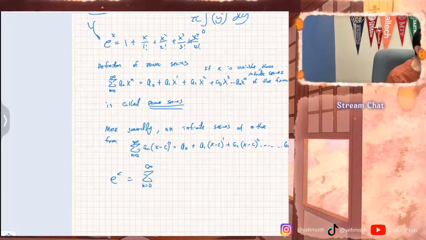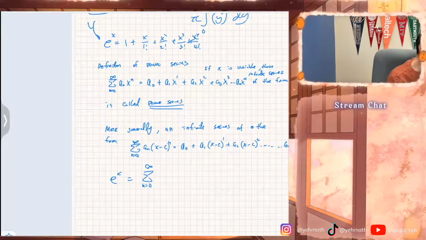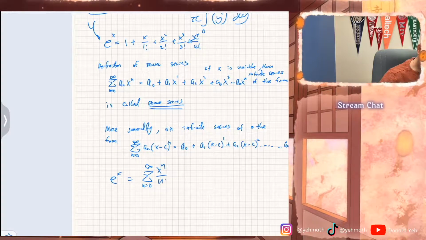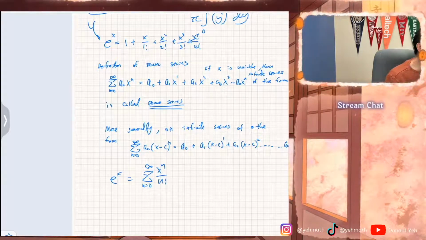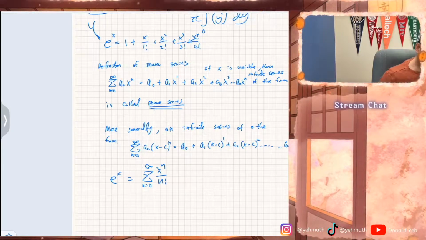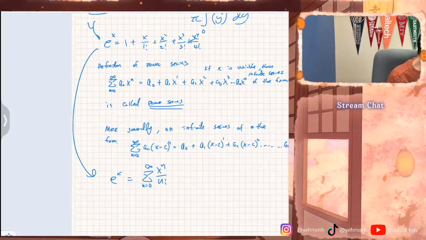So how do I represent e to the x? Any ideas? Wouldn't it just be x to the n over n factorial? x to the n over n factorial. That's perfect. You made it seem like it was going to be way more difficult. It's not. We just go through here, and that's a power series representation of that.